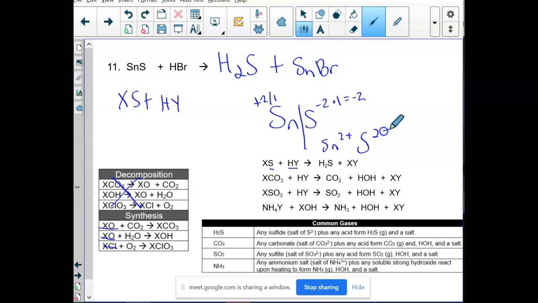This is what it actually would be, right? Sn2+, I'd crisscross and reduce. That's just kind of thinking through that piece. So then this is a +2 and a -1. So I'm going to put a 2 after my Br.